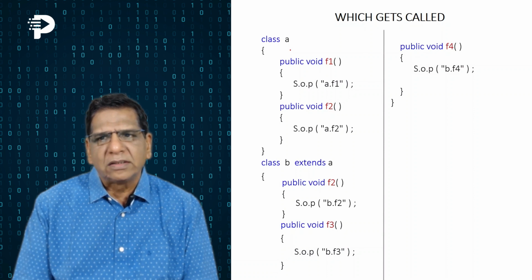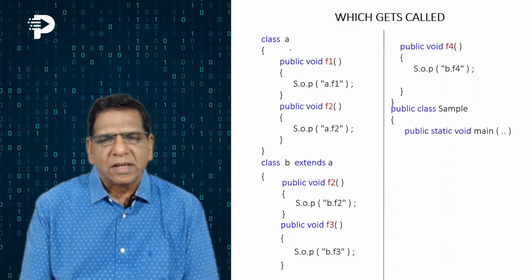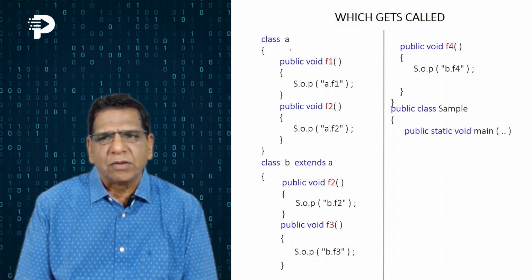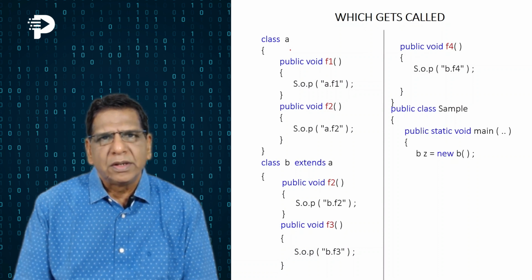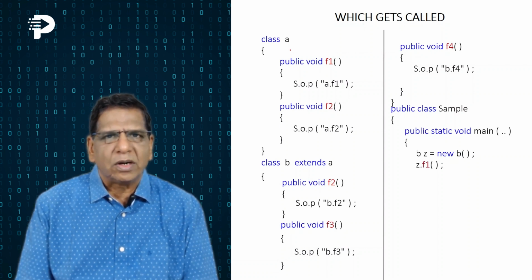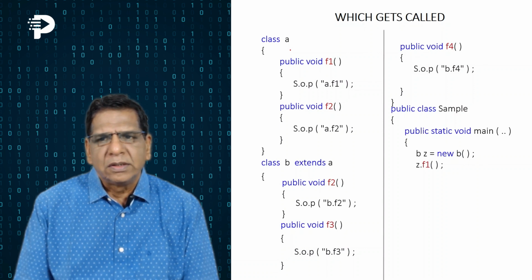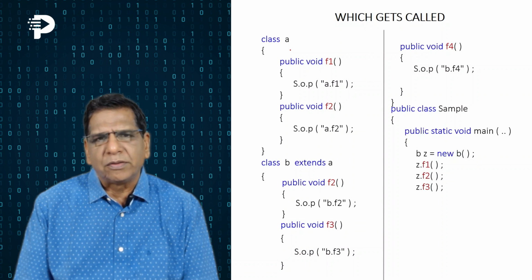To do that, let's create a public class Sample containing main, public static void main String args, and inside this main, first thing I would do is create an object of the class B by saying B z equal to new B. And using this z, now I would try to call the methods. First one would be a call to f1 by saying z.f1. Similarly, I would make a call to z.f2, then z.f3 and z.f4.